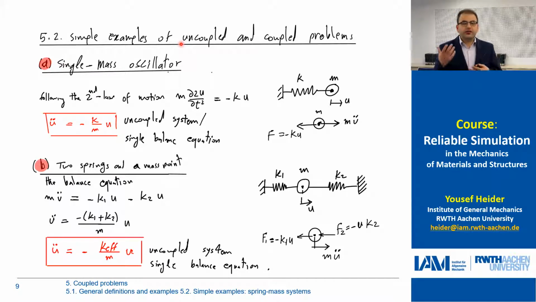Now, if we increase the complexity of our system and add another spring here, and we cut the springs to plot the free body diagram, then we can put the reaction forces here, and we have the inertia force, which is the mass multiplied by the acceleration. According to Newton's second law of motion, this is the balance equation. Again, we have only one unknown, and for this one unknown we need one balance equation, and therefore it's not a coupled problem, it's uncoupled, because it's one equation.